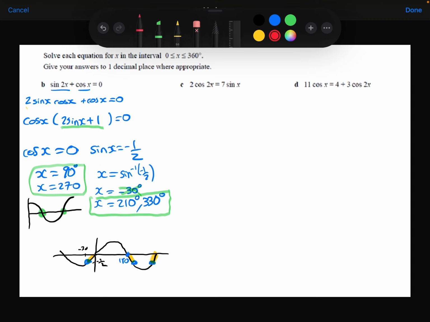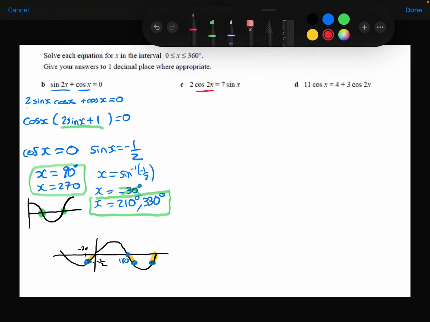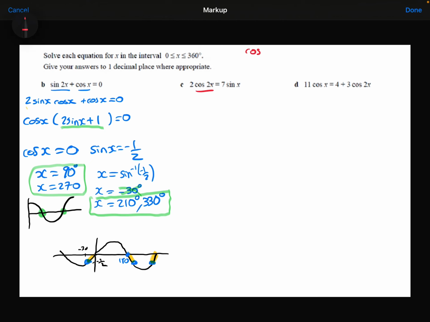Next, we're going to do 2 cos 2x equals 7 sin x. Now, I know there are 3 different versions of the cos double angle formula. Let me write them down at the top here just to remind you. We know cos 2x is either cos squared x minus sine squared x, or it is 2 cos squared x minus 1, or it is 1 minus 2 sine squared x.